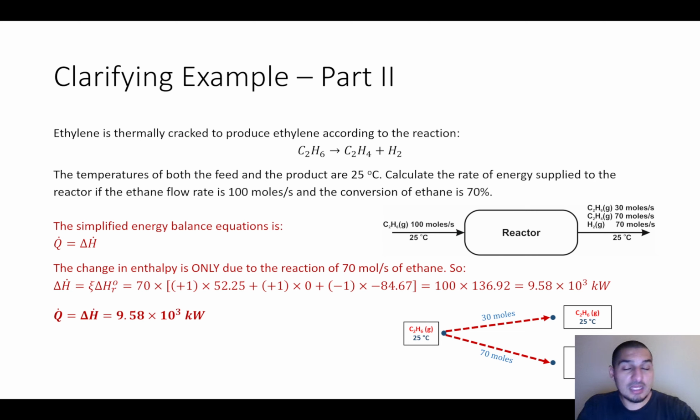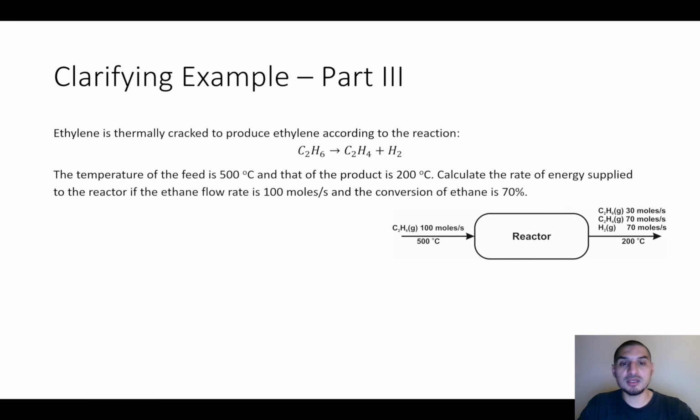So this is what we will do if we have conversion that's less than 100%, but still we have an assumption that the reaction takes place at the standard conditions. So now we want to make it more realistic by changing the temperature. So you'll have the feed at 500 degrees Celsius and the product at 200 degrees Celsius.